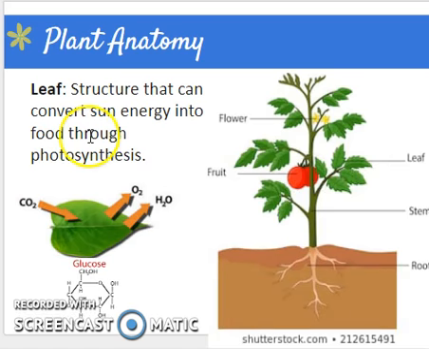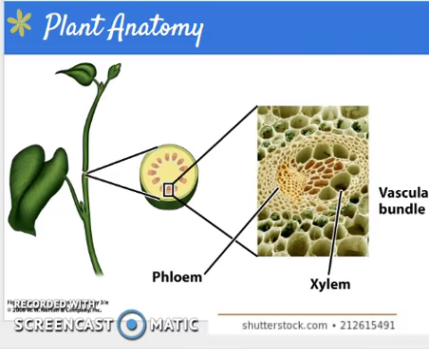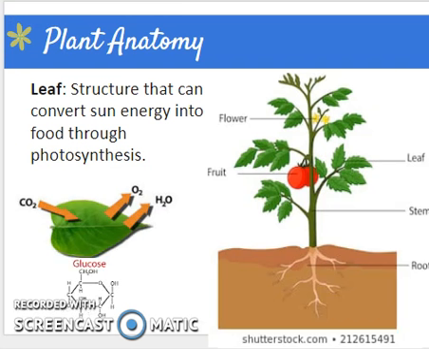Speaking of leaves, the leaf is the structure that can convert sun energy into food through photosynthesis. We learned about photosynthesis in our cells unit. What makes this leaf green is it's full of chlorophyll. Chlorophyll is in the chloroplast, which can take in carbon dioxide and turn that into glucose, oxygen, and water. Glucose is a sugar. That's the food that the plant needs to survive.